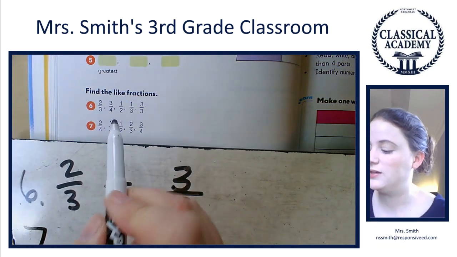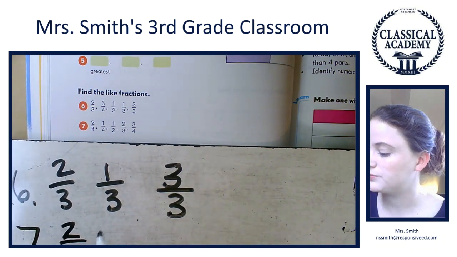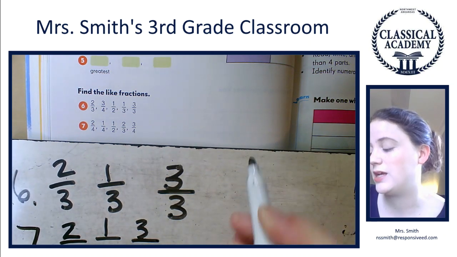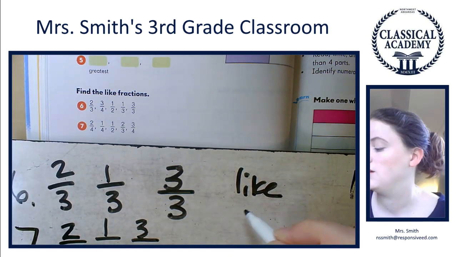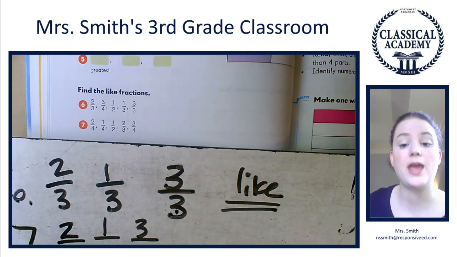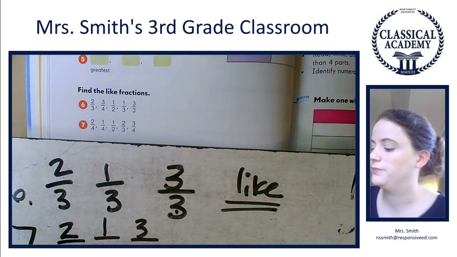In number 7, let's look at these denominators. 2/4, 1/4, and 3/4 are like fractions. They're like fractions because they have the same denominator, the same bottom number. The denominator is the bottom number.